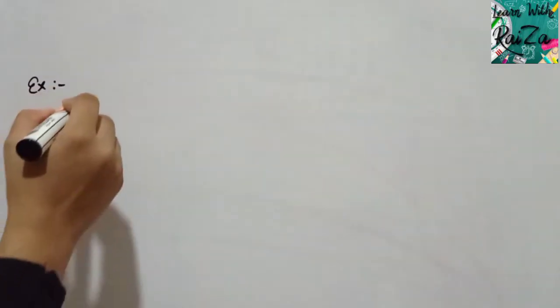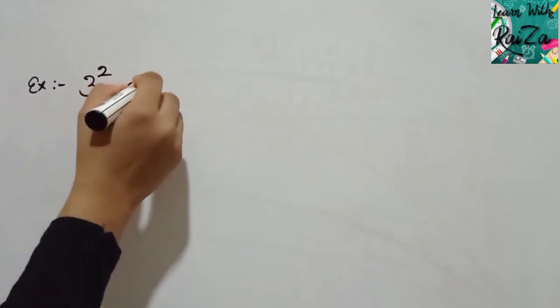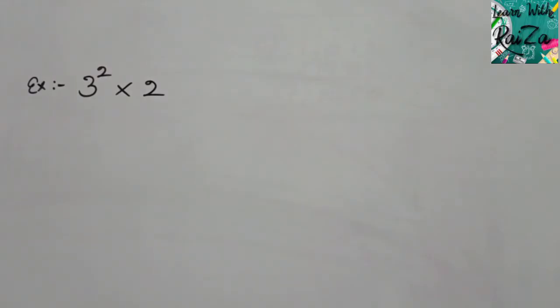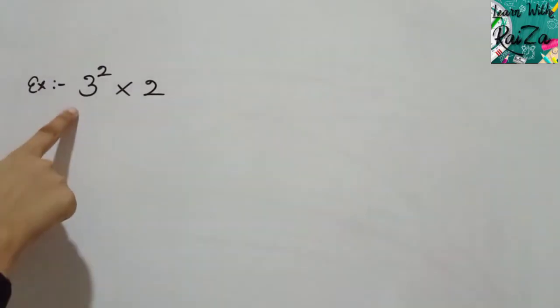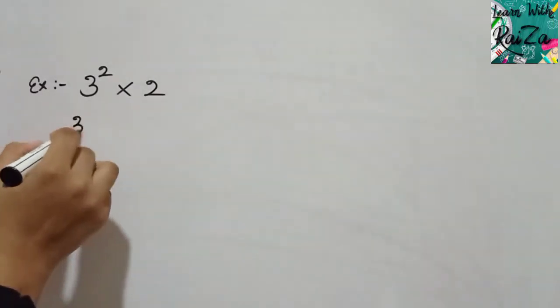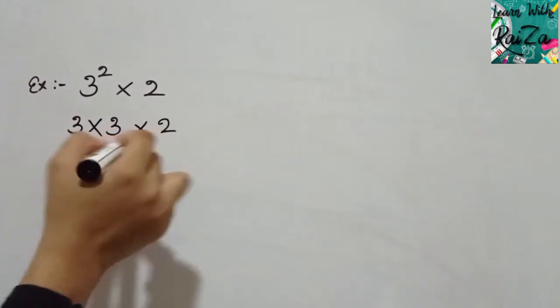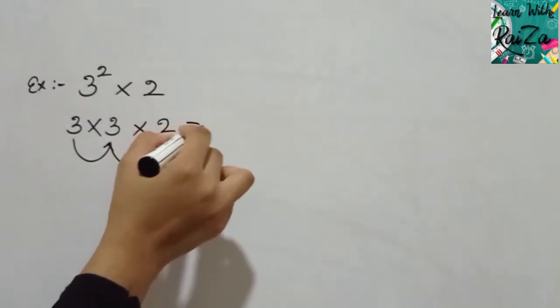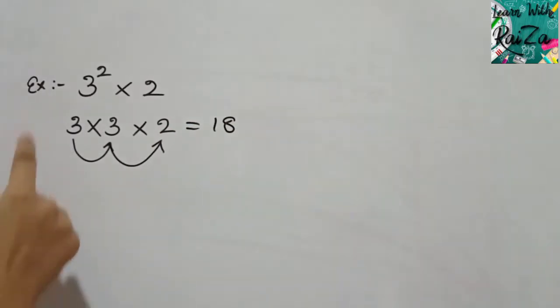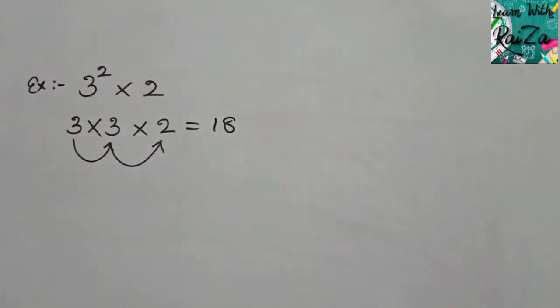Now I'll teach you how to expand a product and how we can find the value of each expression. For example, the example I'm taking here is 3 to the power 2 multiplied by 2. Here I'm going to teach you how to expand as a product. 3 to the power 2 means, I told you, this is the base and this is the index. To the power 2 means you write 3 twice and multiply it by 2. It is only 1. So 3 times 3 is 9. 9 times 2 is equal to 18. So simply I can say that 3 to the power 2 multiplied by 2 is equal to 18.